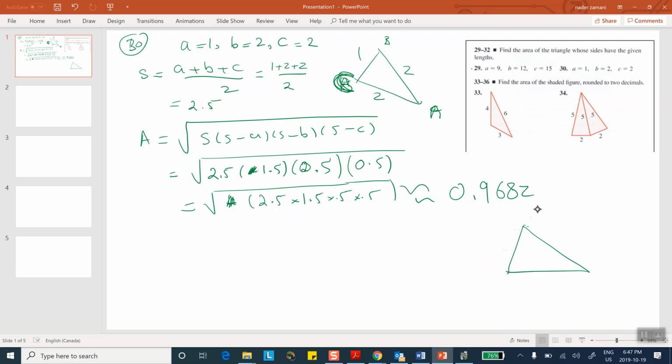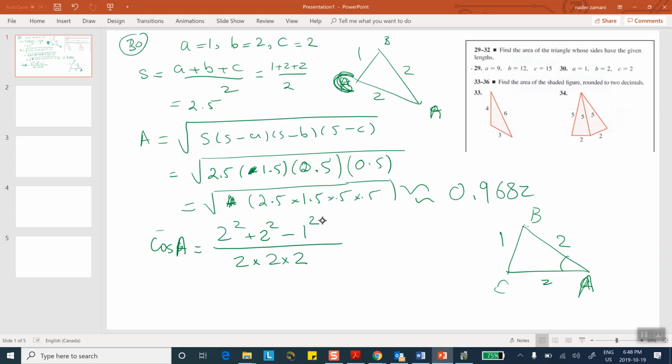So let me put these things back where they are. This is a 2, 2, and a 1. This angle, I'm going to find it using the law of cosines. So cosine of A is equal to 2 squared plus 2 squared minus 1 squared over 2 times 2 times 2. So this means the top is 7 over 8. So A is cos inverse of 7 over 8.